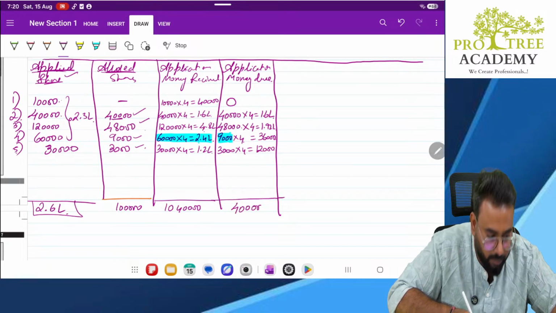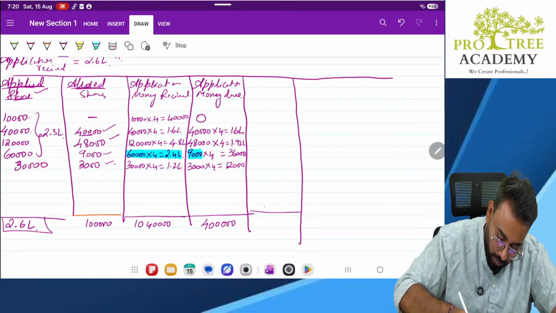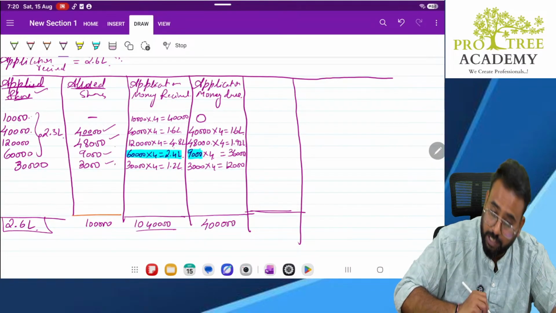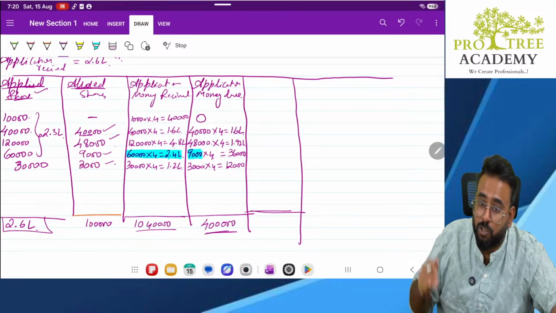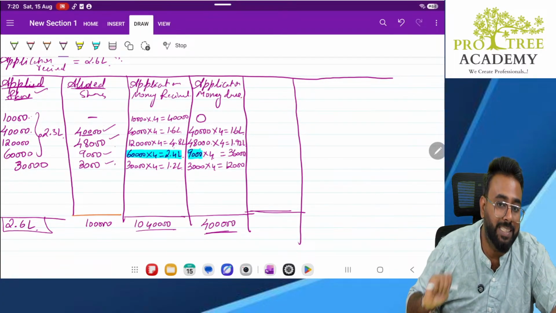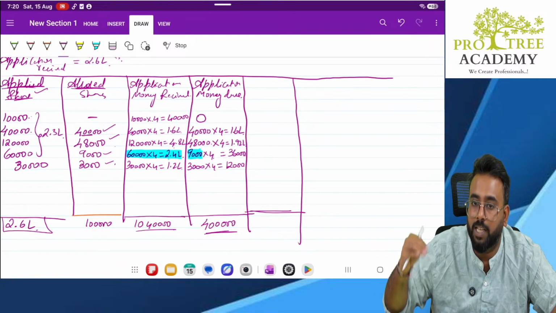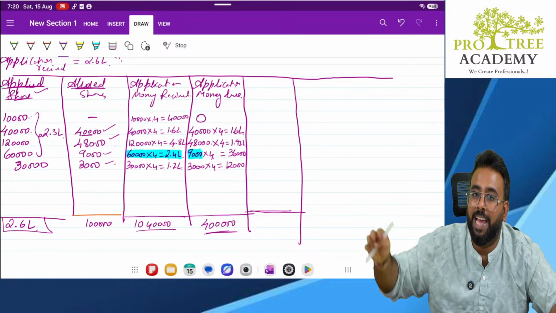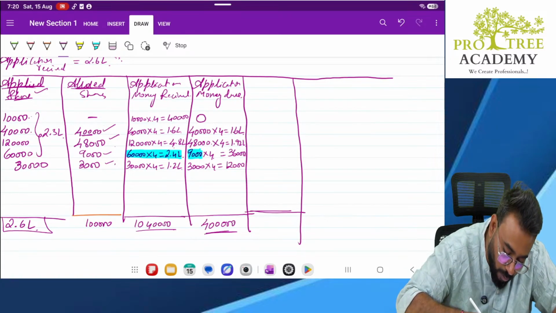4 lakhs. So if you look carefully, how much application money have we actually received? 10 lakh 40,000. How much application money will actually be transferred to share capital? Only 4 lakh. So the remaining 6 lakh 40,000, a certain portion has to be refunded, and a certain portion will be carried as calls in advance. Calls in advance. Correct or no?